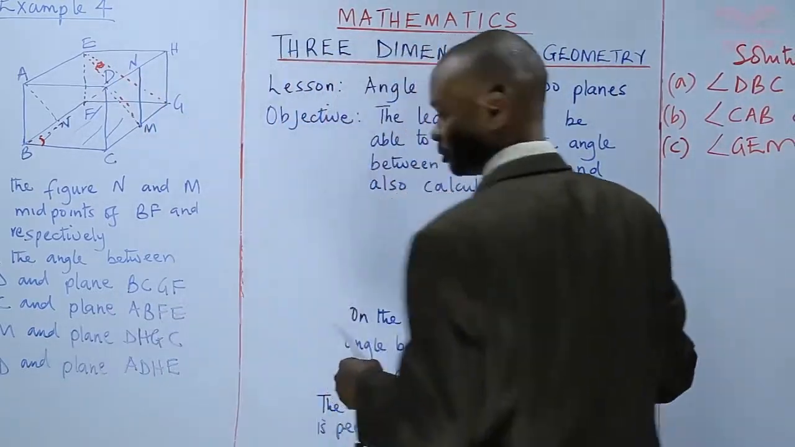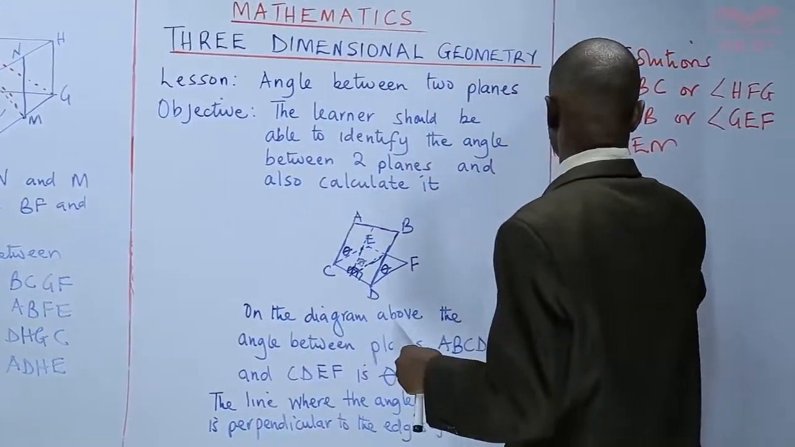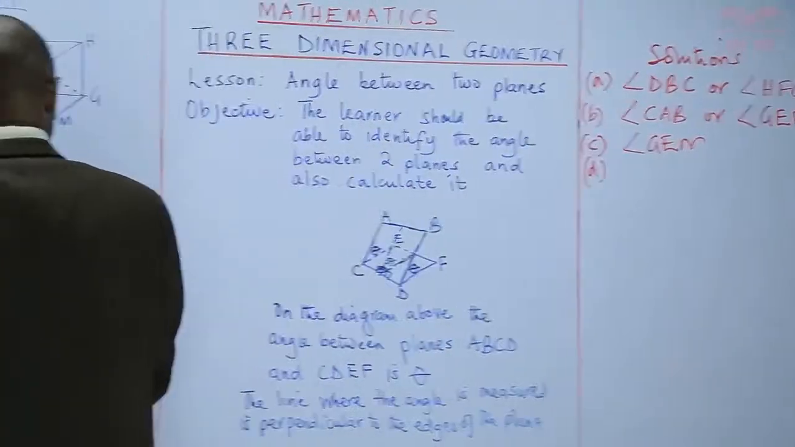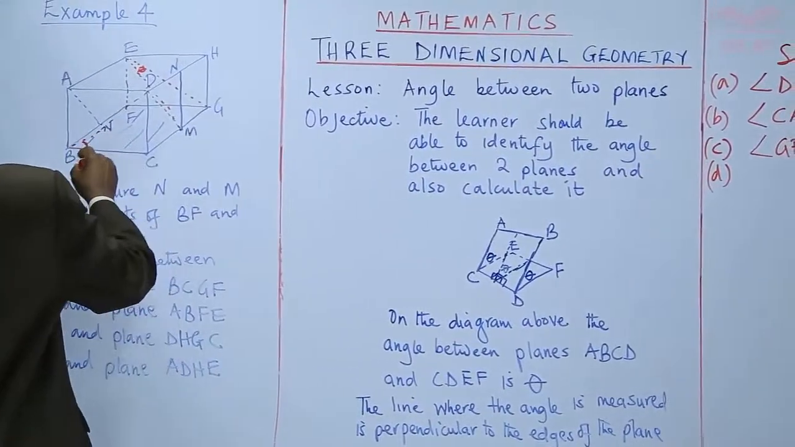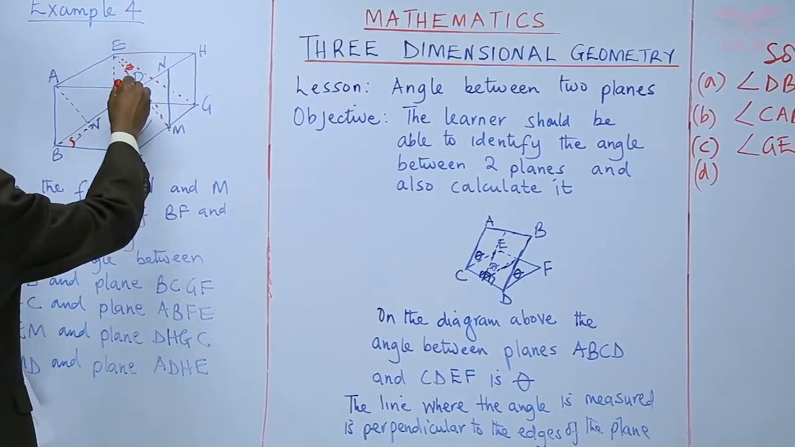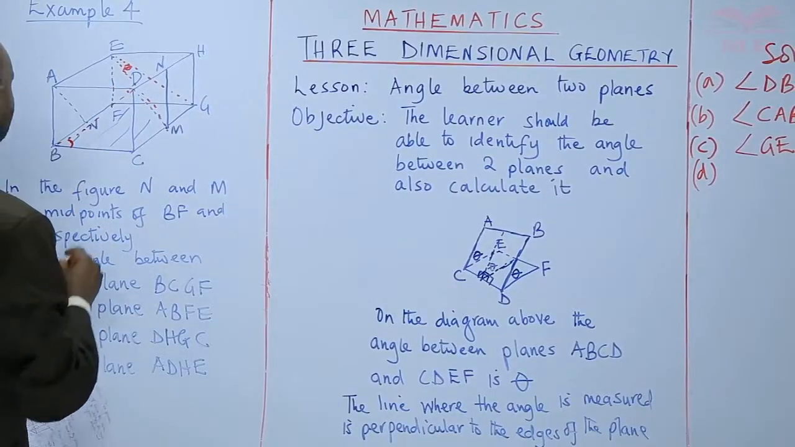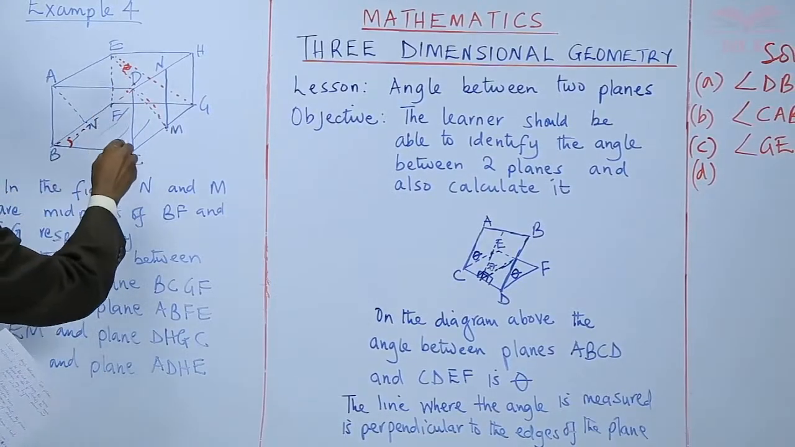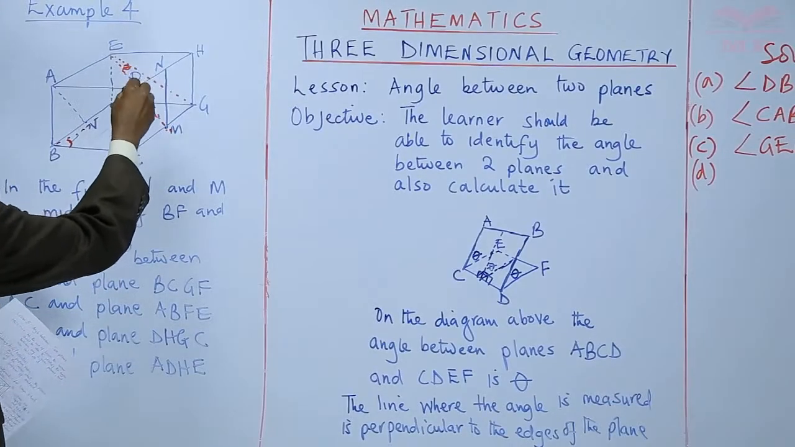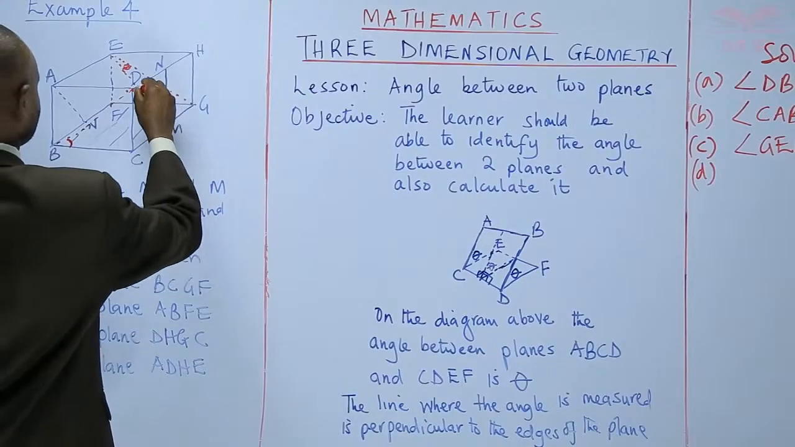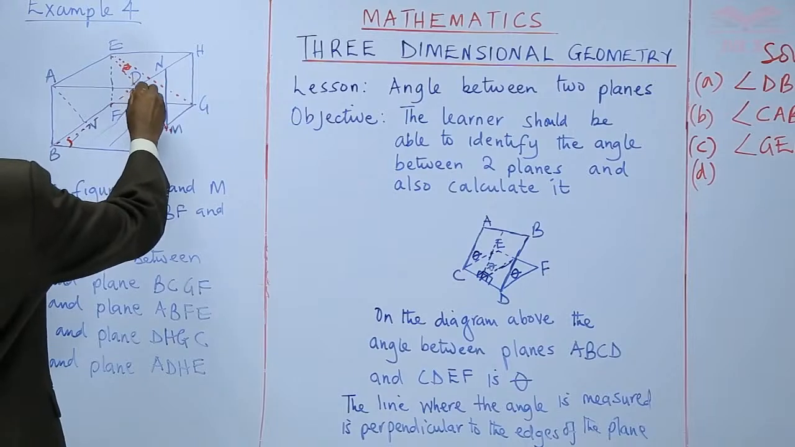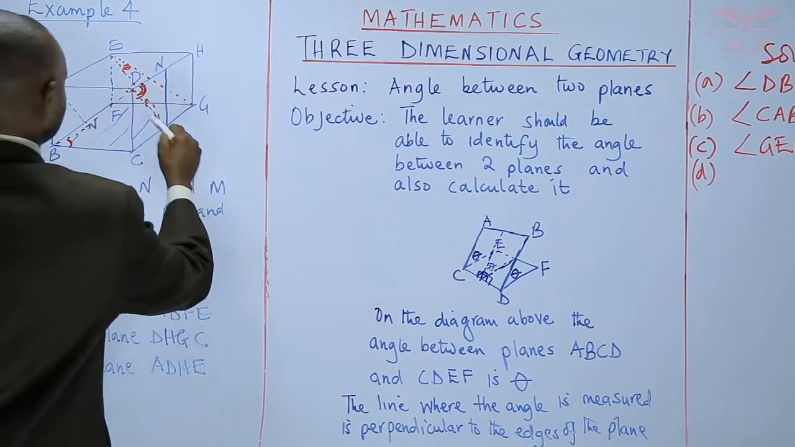Lastly, MD and ADHE. So they are looking at ADHE. So they are looking at this angle. MD, they'll be looking at this angle. It will be angle MDH.